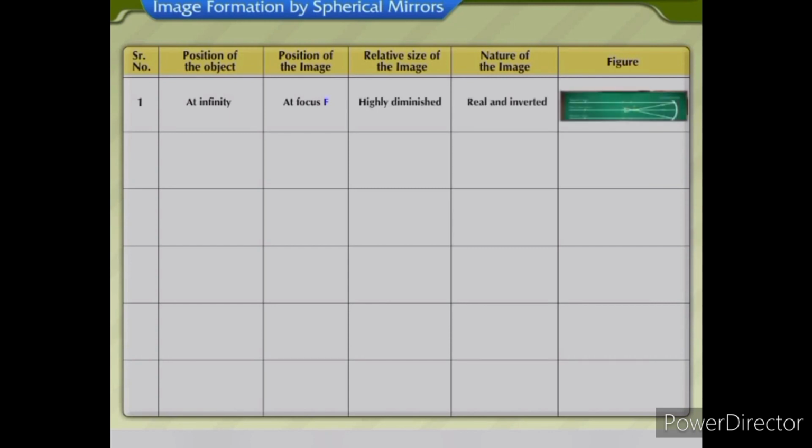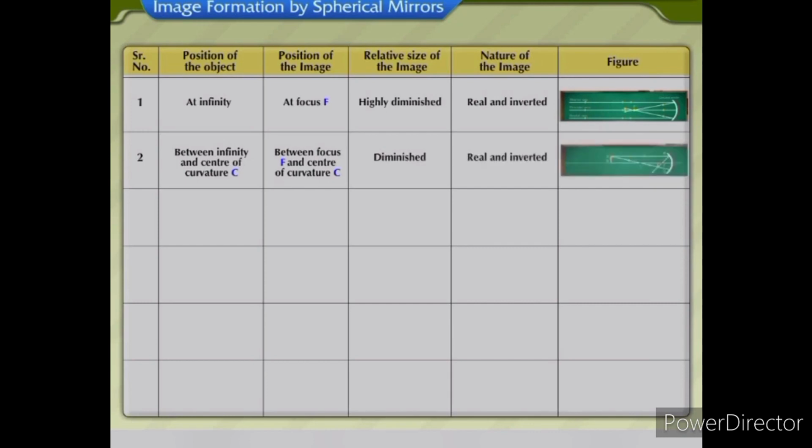Let us tabulate our observations for the image formation by a concave mirror according to the position of the object, position of the image, size of the image, and nature of the image. When the object is placed at infinity, the image is formed at focus, size of the image is highly diminished, nature of the image is real and inverted. When the object is between infinity and the center of curvature, the image formed is between focus and center of curvature, the size of the image is diminished, and nature of the image is real and inverted.